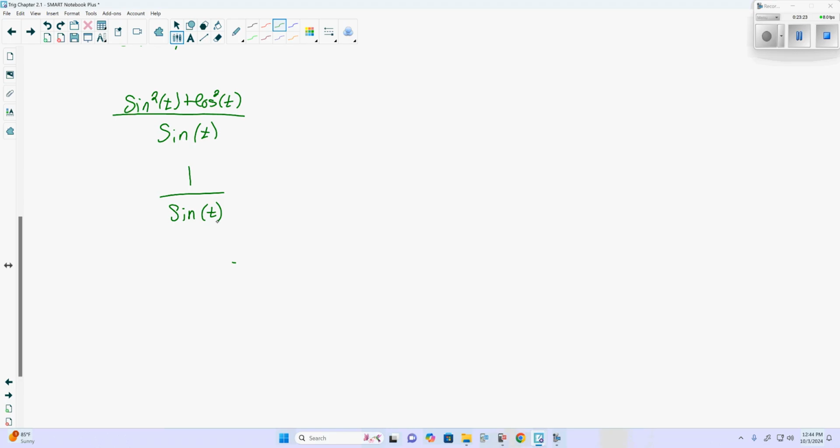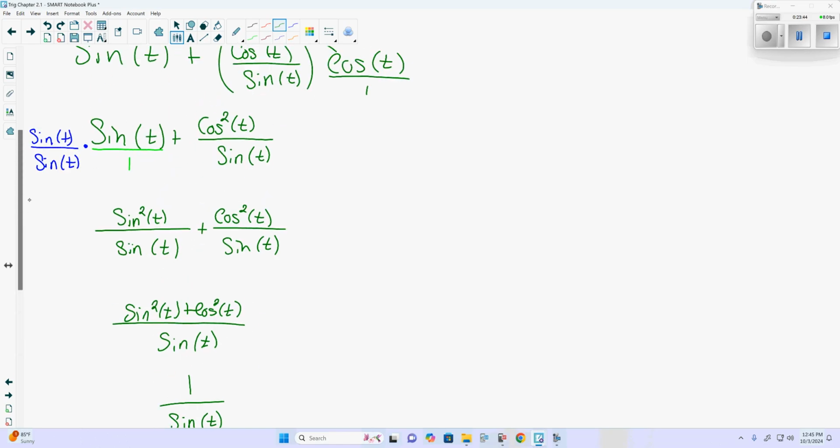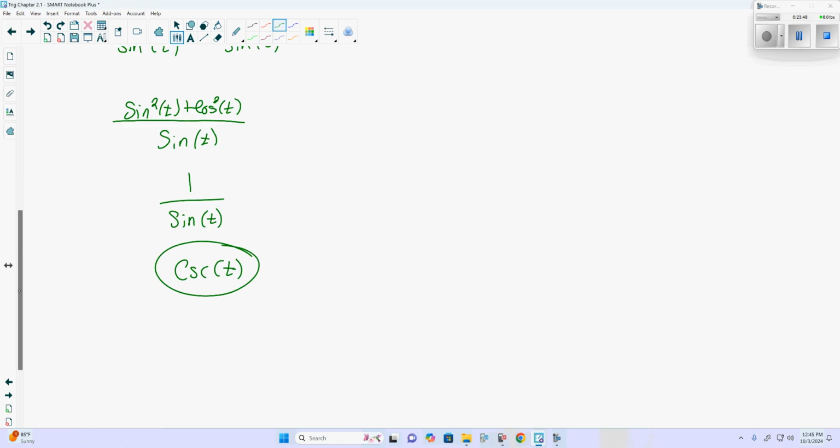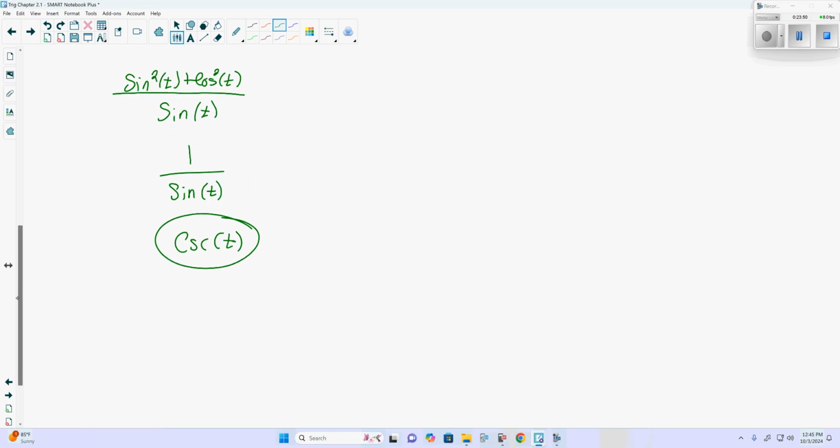Also at the top of our reference sheet are reciprocal and quotient functions. What is 1 over sine of t, or 1 over sine, the same as? Our cosecant of t. So our sine of t plus cotangent times cosine is the exact same value as cosecant of t.